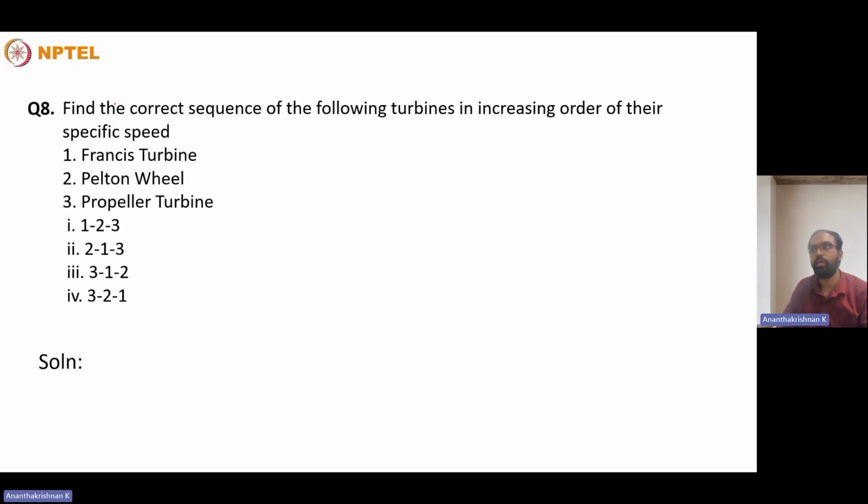In order to operate at a lower head and produce the same power, they should have the highest specific speed. At the other end of the spectrum, it is the Pelton wheel. Since it has the advantage of a higher head, it does not require that high a speed to produce the same power. So the order varies from the lower specific speed of the Pelton wheel, and then the Francis, and then the propeller turbine. So the answer is 2, 1, 3.